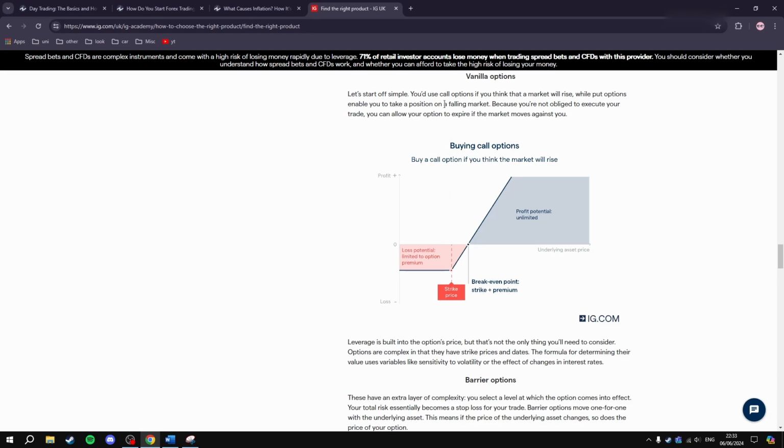You would use call options if you think that a market will rise, while put options enable you to take a position on a falling market. Because you're not obliged to execute your trade, you can allow your option to expire if the market moves against you.